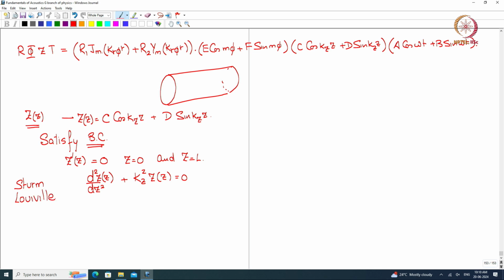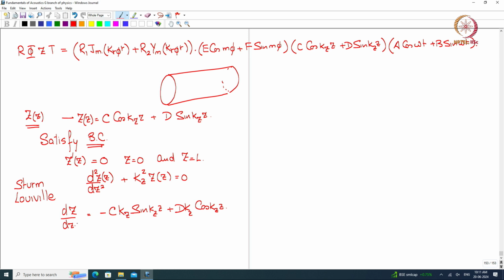It's a Sturm-Liouville eigenvalue problem. Okay, so now if I set Z', what is Z'? First of all, dZ/dz is equal to minus C kz sin kz z plus D kz cos kz z.